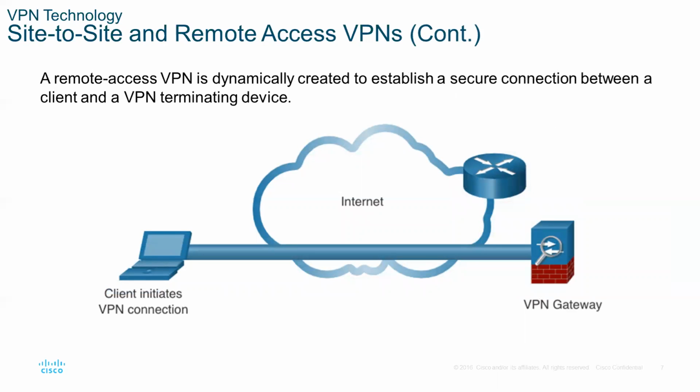Next is our remote access VPNs, which are created from our client machine, not from a fixed location. So this is a random IP address that changes all the time. We use the client application to generate the VPN connection back to our gateway at our destination, such as the office.